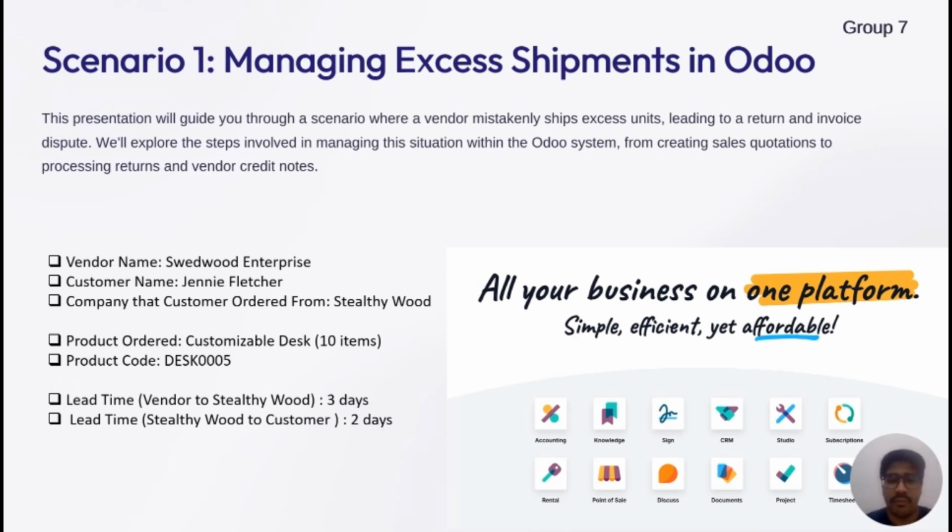Let's start with the overview. In this case, the customer, Jenny Fletcher, placed an order for 10 customizable desks, each priced at 200 ringgit. The vendor, Swedwood Enterprise, ships 20 units, resulting in an excess shipment. The customer rejects the excess items and a return and invoice dispute arises. Our task is to manage the excess shipment through the system, ensuring the correct stock is accounted for, the return is processed, and the invoice is adjusted accordingly.